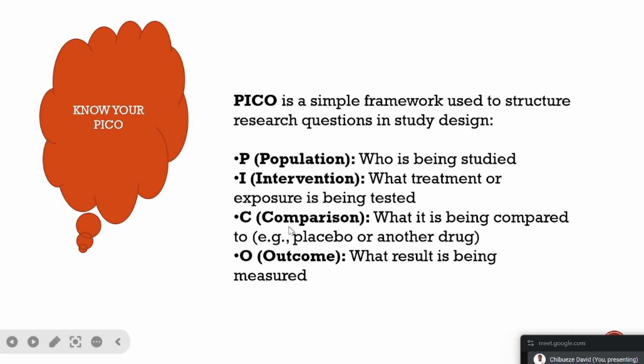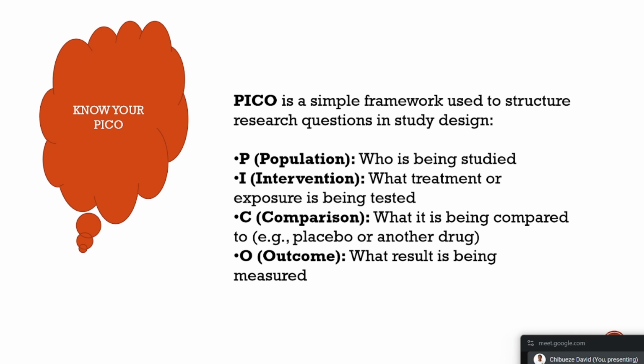My C is comparison or comparator, whichever you want to call it. What is being compared to? This is basically for experimental studies, but just know this framework. You can use it to break down any research question or any research topic. While my O is outcome. What result is being measured? So from my cited example, does social media use among young people aged 18 to 25 lead to academic decline? So I'm comparing social media use and academic decline. Of course, my outcome is academic decline or academic status for those particular students, for this population, which is young people in the age bracket 18 to 25.